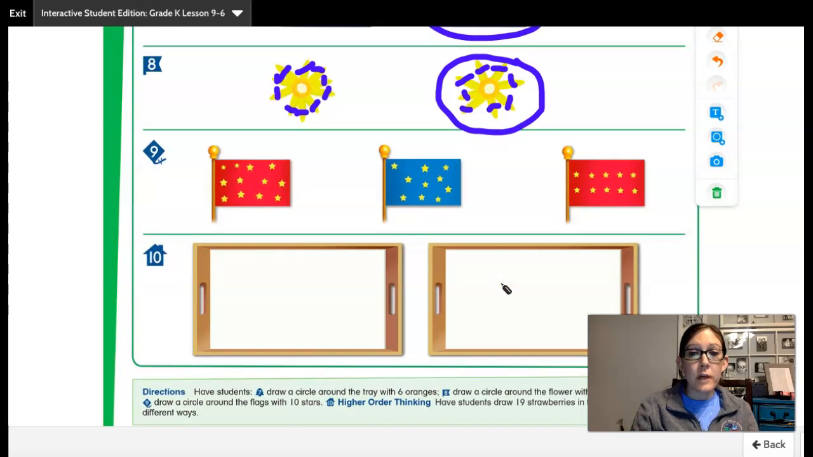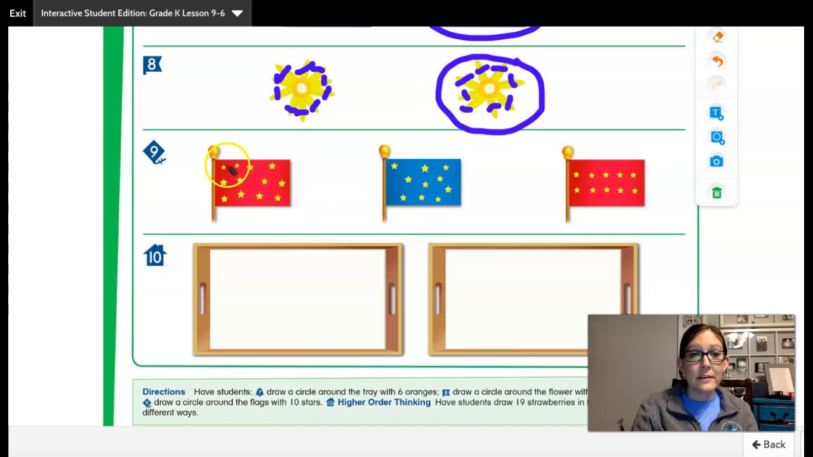I want you to draw a circle around the flag that has 10 stars. I'm going to give you a hint. 2 of those flags have 10 stars on them. Pause the video and see if you can find which 2 flags have 10 stars. Did you get it? What's your answer? What are the 2 flags that have 10 stars?